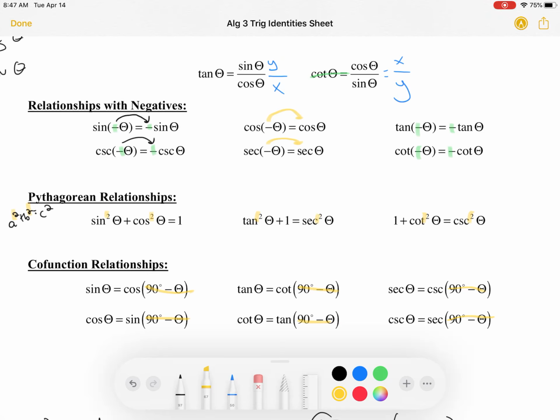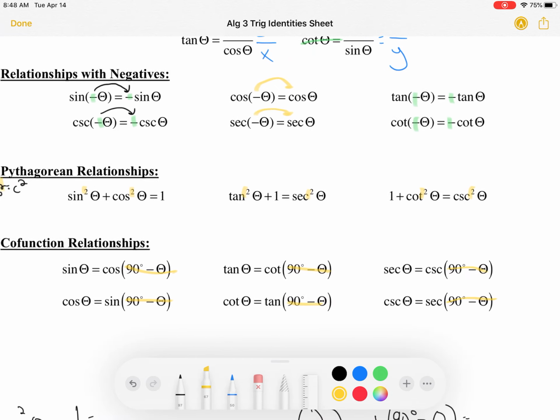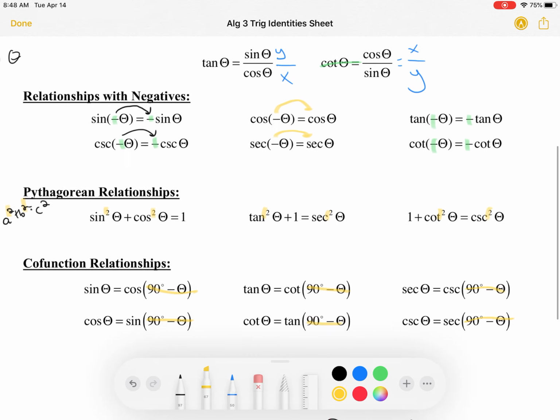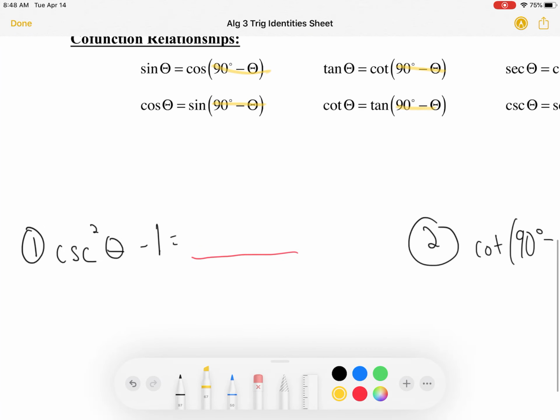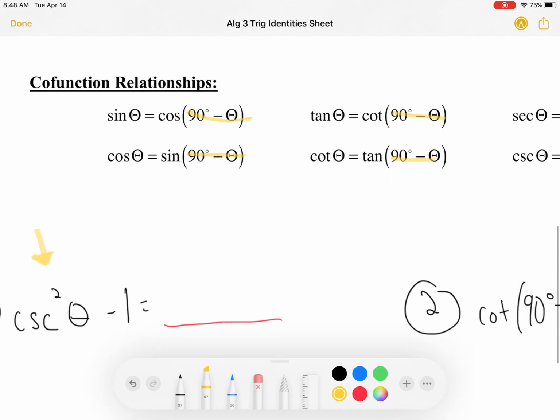So that kind of brings me to my next point. All of these relationships are just going to help us simplify big, long expressions down to shorter ones. Okay, so what I have now is just 2 practice problems that are going to be just like your homework for today. So the first one says cosecant squared theta minus 1. So right away, this should be dinging bells in your head. Ooh, I have a cosecant squared.